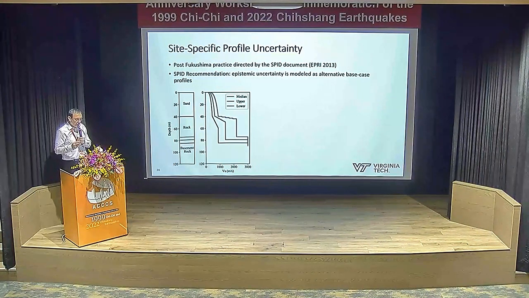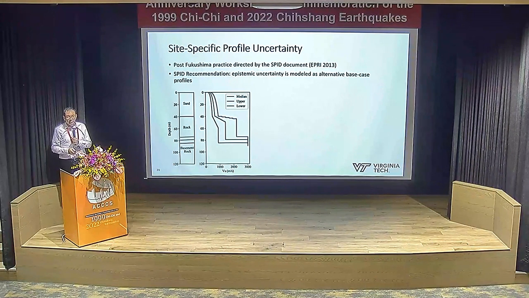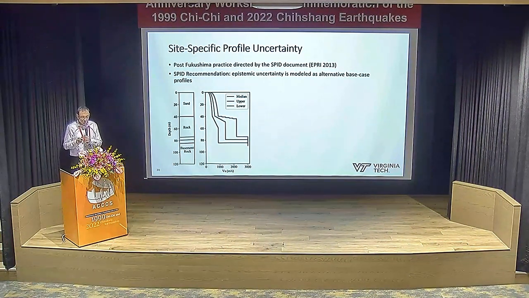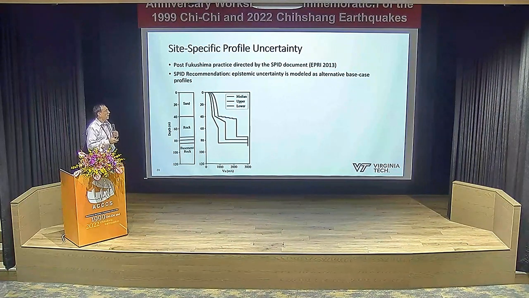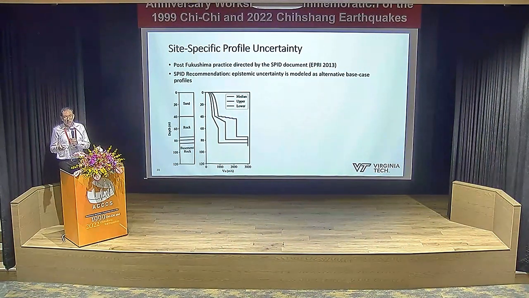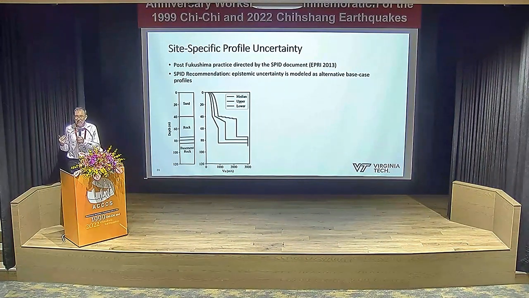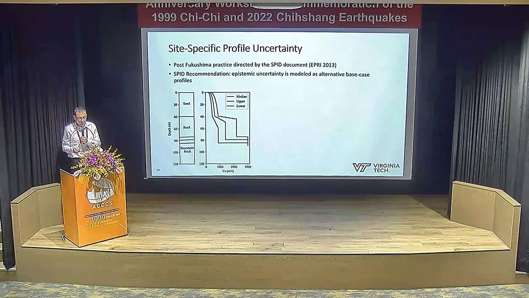Okay? So if I go now to the uncertainty in our target profile, our site-specific profile, how do we account for this? In a document that the NRC put out after the Fukushima earthquake, after the Tohoku earthquake, they recommend accounting for epistemic uncertainty using alternative base case profiles. And this means that we take our best estimated velocity profile, best estimate plus some uncertainty, minus some uncertainty, and we do the analysis.